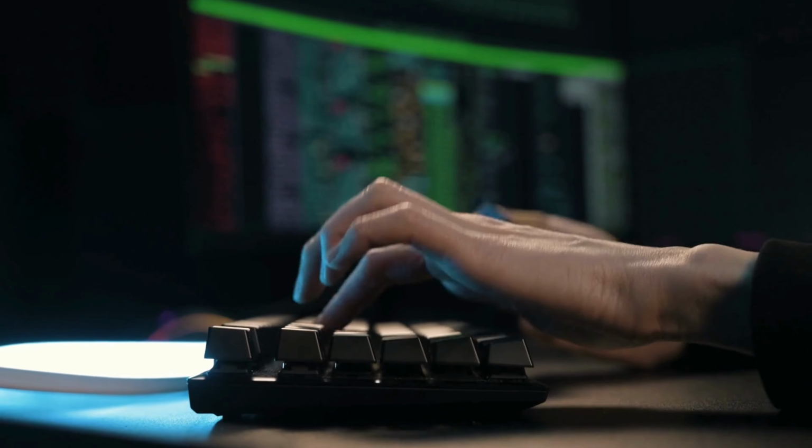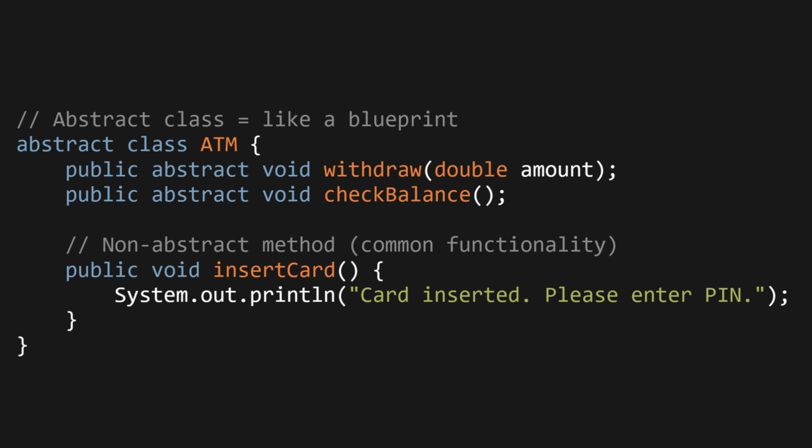Let's write code for an ATM machine interface. Abstract class ATM, public abstract void withdraw(double amount), public abstract void checkBalance(), public void insertCard(), System.out.println("Card inserted, please enter PIN.")